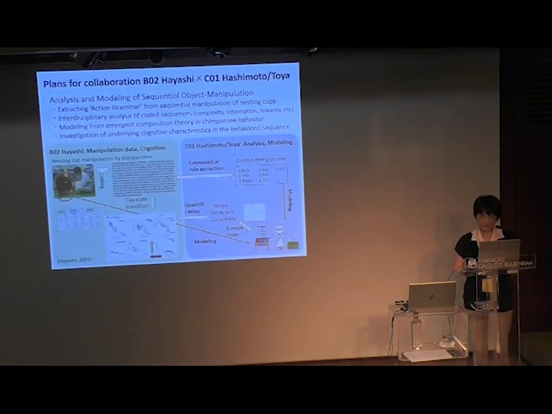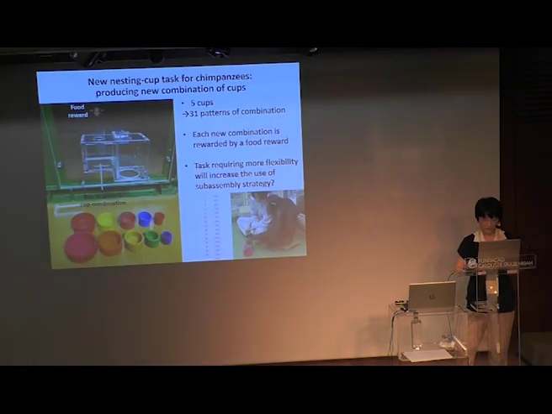So currently, we are starting a collaborative research inside our evolinguistics team using my data on nesting cup manipulation in chimpanzees and human children. Dr. Takashi Hashimoto and Genta Toya will make the analysis through computer modeling methodologies. And based on the results of the modeling research done by Professor Hashimoto and Toya, we are starting a new task for chimpanzees, which requires the subject to make a new combination, to test the hypothesis that various goals elicit more sub-assembly recursive combinations.